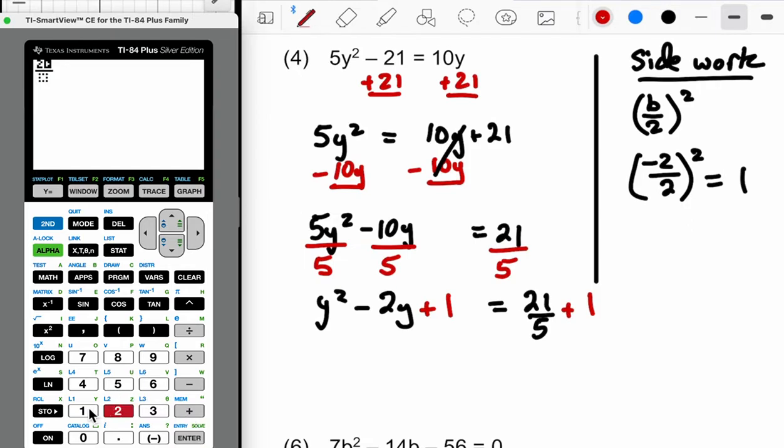If I put in the 21 over 5, and then add to that 1, it's not only going to add the two values, but it's going to put it in simplest fraction form for me, which is great. All right, so the left-hand side I'll still have to deal with, but the right-hand side I now know is the square root. Oh, well, it's not square root yet. It will be in a minute. 26 over 5.